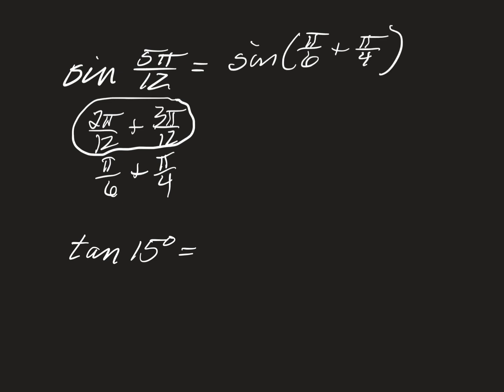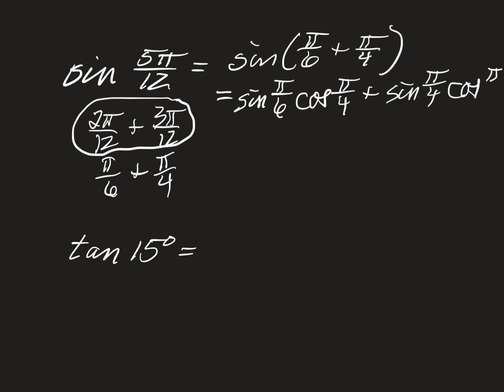And now, since we know the sum formula, we can rewrite this in terms of special angles. So it becomes the sine of pi over 6 times the cosine of pi over 4, plus the sine of pi over 4 times the cosine of pi over 6. And now we can just calculate these quite easily.